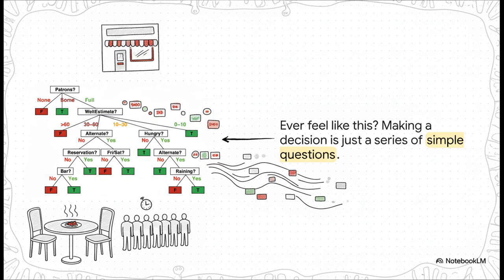Okay, picture this. You walk up to a busy restaurant. Do you wait for a table? Your brain just kicks into gear, right? It starts firing off questions. Is it packed? Yeah. Okay, what's the wait time? Over an hour? No way. But what if it's like 20 minutes? Well, am I starving? Yes. Is there anything else good nearby? No. Okay, I'll wait. See that little flow chart of yes or no questions? That's how we get through life.